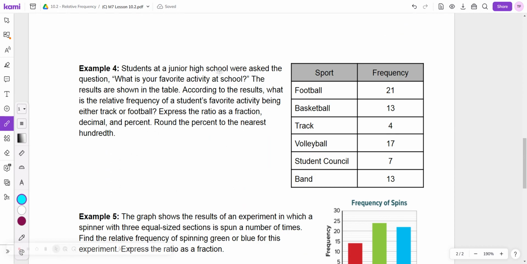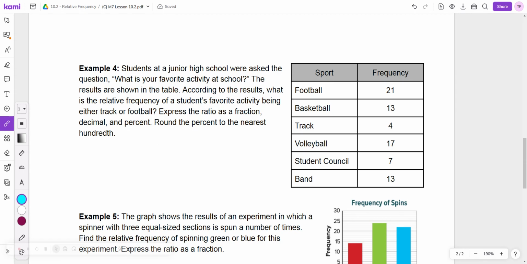Students at a junior high were asked the question, what is your favorite activity at school? The results are shown in the table. According to the results, what is the relative frequency of a student's favorite activity being either track or football? Express the ratio as a fraction, decimal, and percent. Round that percent to the nearest hundredth. So we're not going to round that until later.